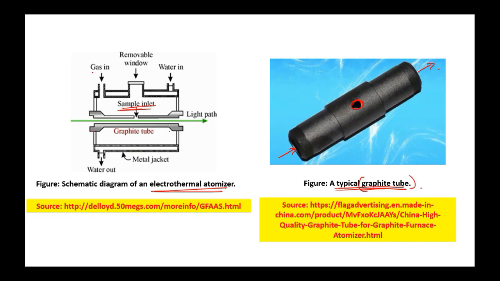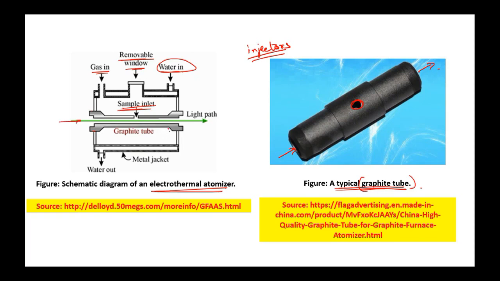So we have gas, and since we are electrically heating the graphite tube, we need to keep it cool. To maintain the temperature, we have a water jacket like this, and then we have a removable window. Through this window we put the sample through injectors into the graphite tube.